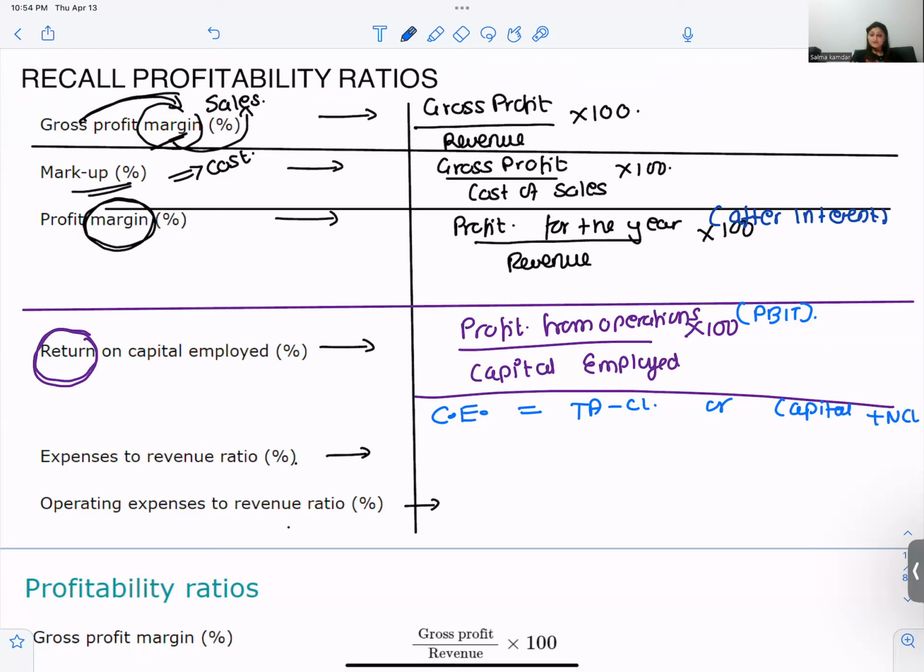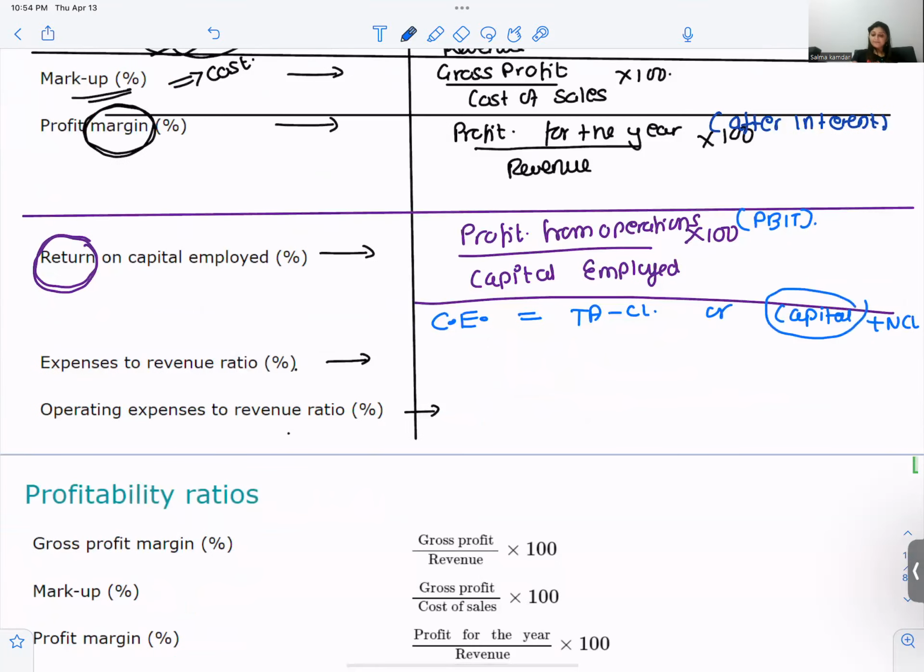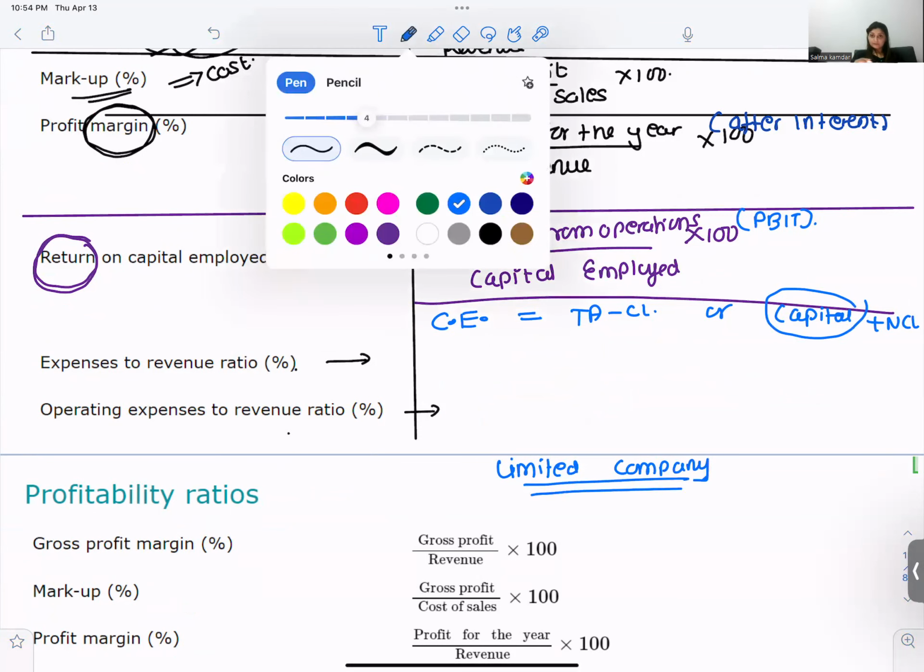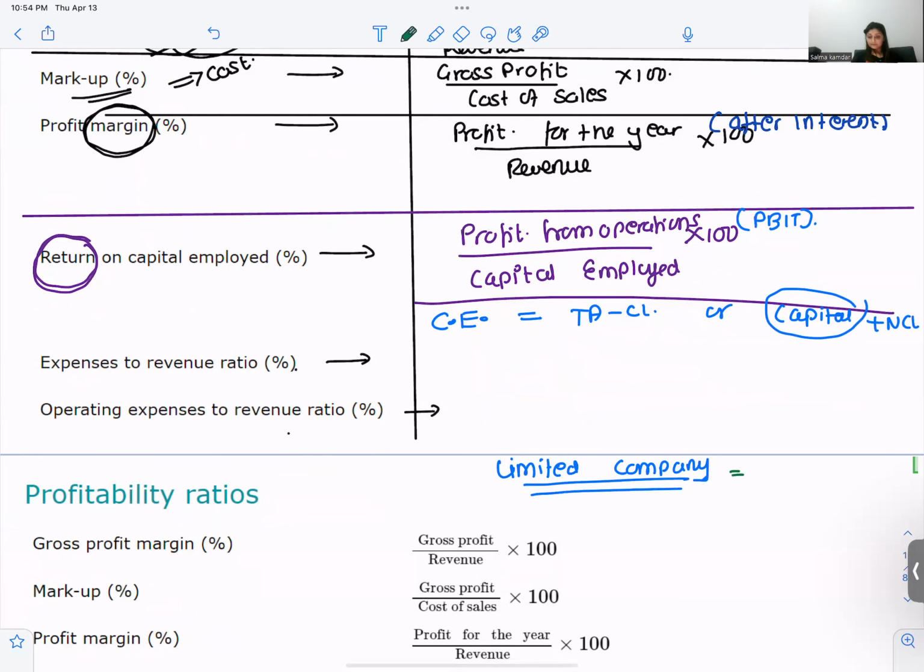So if you're in a limited company, what will be the capital? Capital will be shareholders' funds, I mean, ordinary share capital, share premium, plus all the reserves. Okay, so ordinary share capital plus all the reserves plus your non-current liability. This will give you your capital employed.